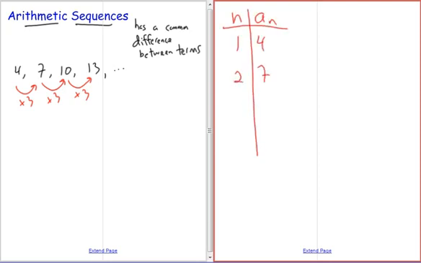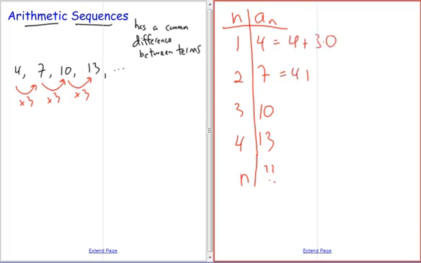So let's go ahead and make a table here. I'll have the n identifier going down in that column: term 1, term 2, term 3, term 4, and then what the actual value of that term is. So 4, 7, 10, 13. What we want to do is explore this and see if we can come up with a nice equation that'll work not just for this arithmetic sequence, but for any arithmetic sequence.